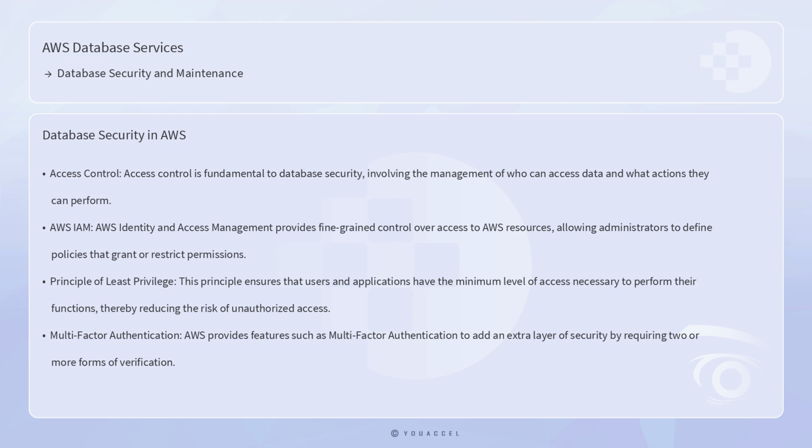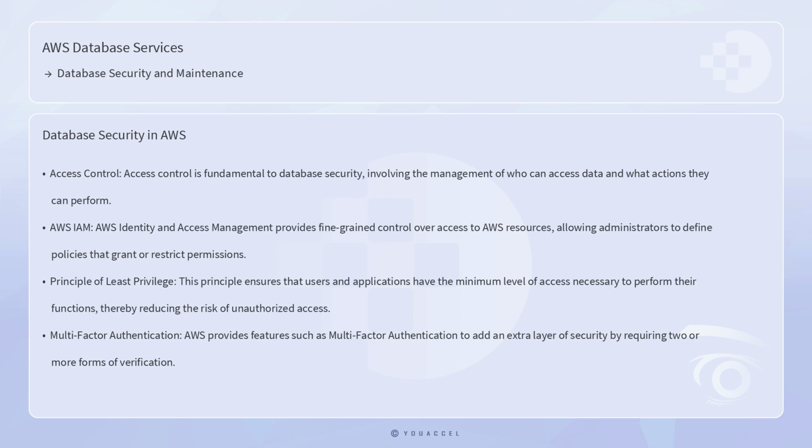Access control is fundamental to database security, involving the management of who can access data and what actions they can perform. AWS Identity and Access Management provides fine-grained control over access to AWS resources, allowing administrators to define policies that grant or restrict permissions based on the principle of least privilege. This principle ensures that users and applications have the minimum level of access necessary to perform their functions, thereby reducing the risk of unauthorized access.